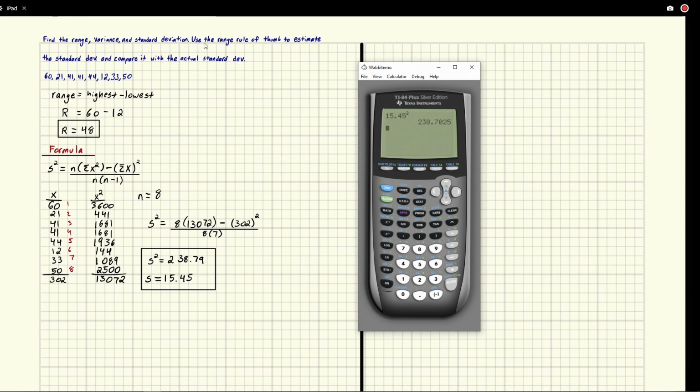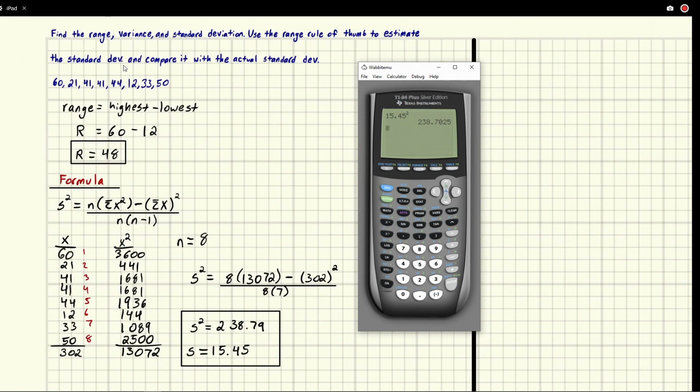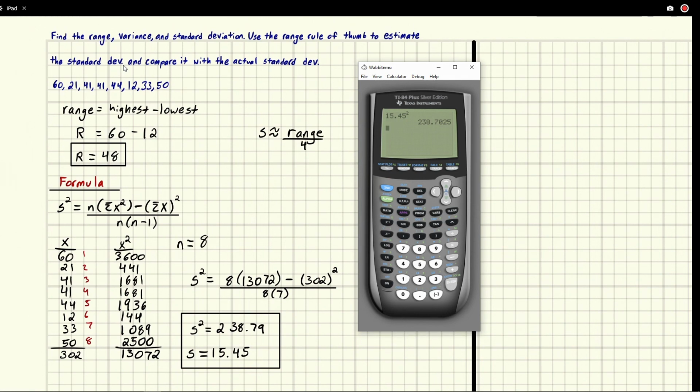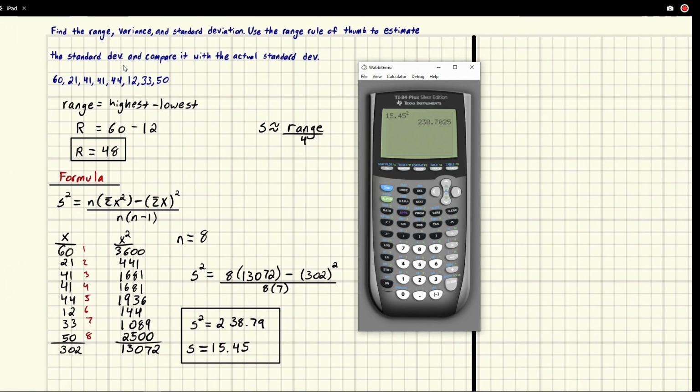All right, so moving right along, having done this, let's go ahead and move over. We've got the range, variance, standard deviation. Now they want us to use the range rule of thumb to estimate the standard deviation. So again, let's write out the formula. It's good to get familiar with them. The range rule of thumb says that the standard deviation can be approximated by taking the range and dividing it by 4. We already found the range to be 48. So we're going to take S as approximately 48 divided by 4. This is going to give us 12.